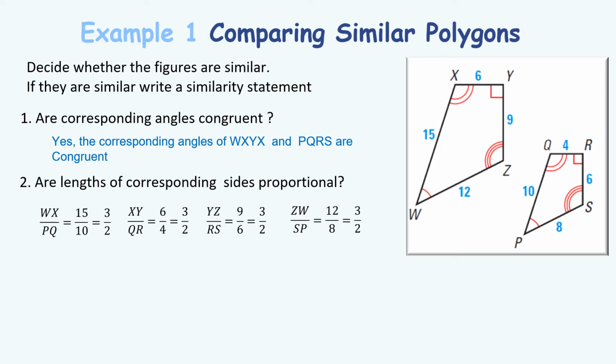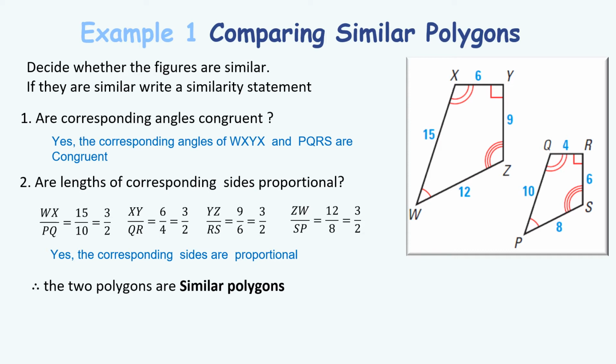So are the lengths of corresponding sides proportional or equal? Yes, the corresponding sides are proportional. Therefore, the two polygons that we have here are similar polygons, and we conclude that the quadrilateral WXYZ is similar to the quadrilateral PQRS.